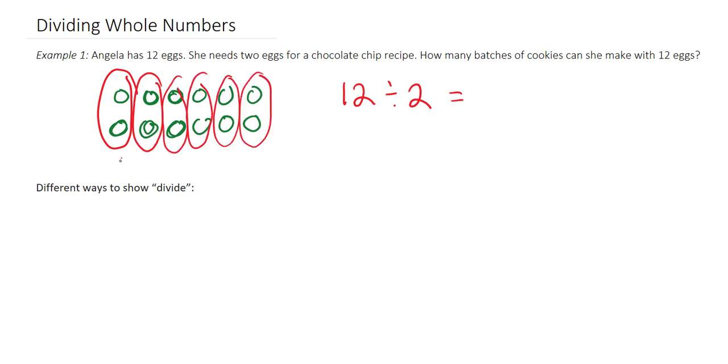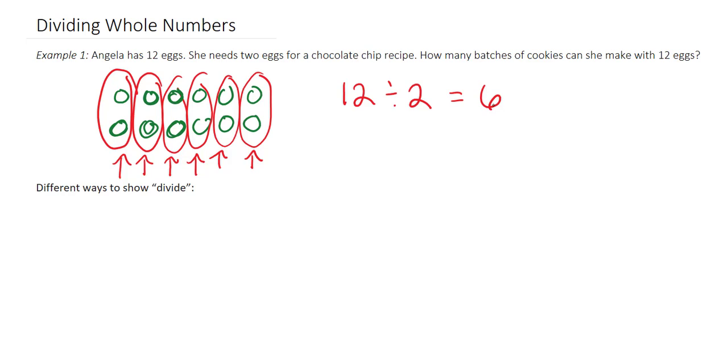So we could see that there's 1, 2, 3, 4, 5, 6. So 12 divided by 2, because we just broke down the 12 into 2s. And how many are there? Well, there's 6. So we can make 6 batches of cookies this way with the 12 eggs.